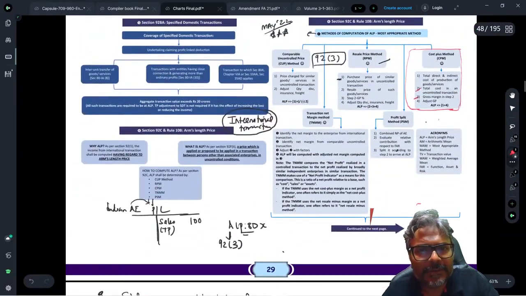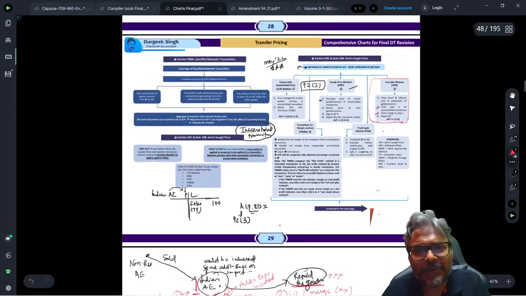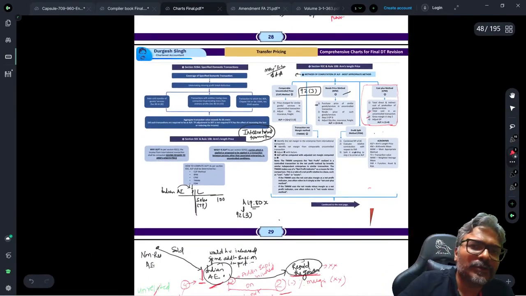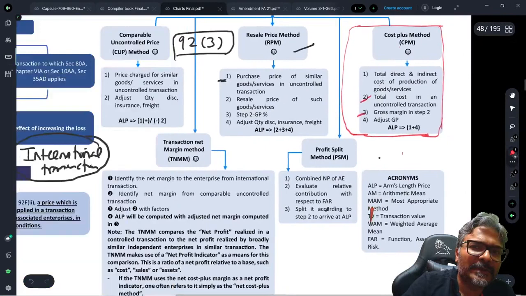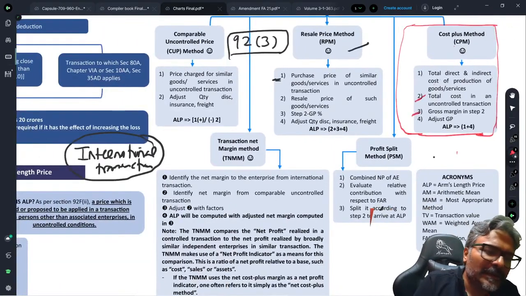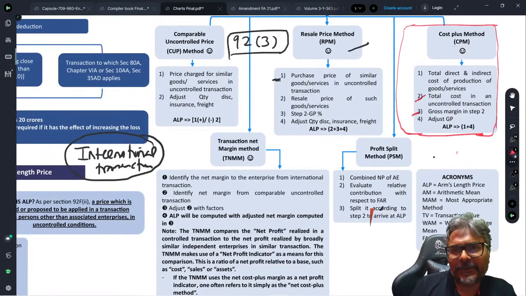Now, in this case, this is what I strongly feel, that a probability of cost plus method or the resale price method to be there in the exam. Strongly, I feel this particular thing. Two methods, this and this.